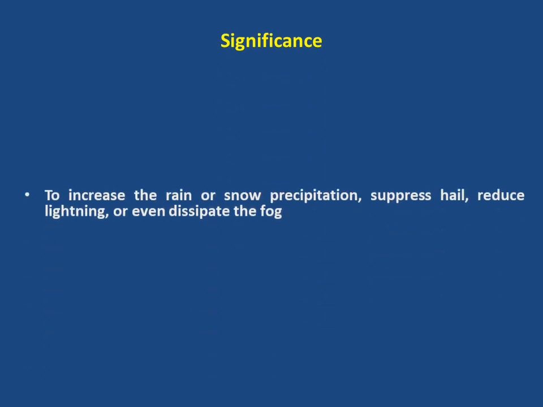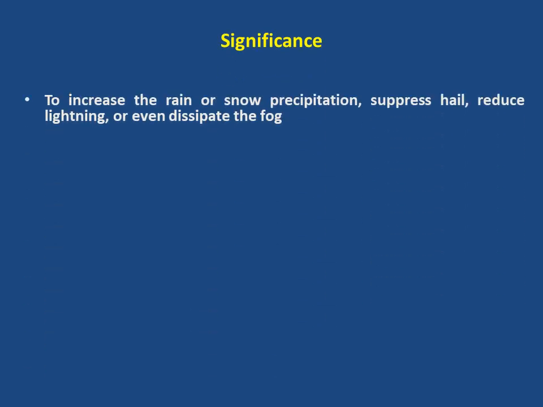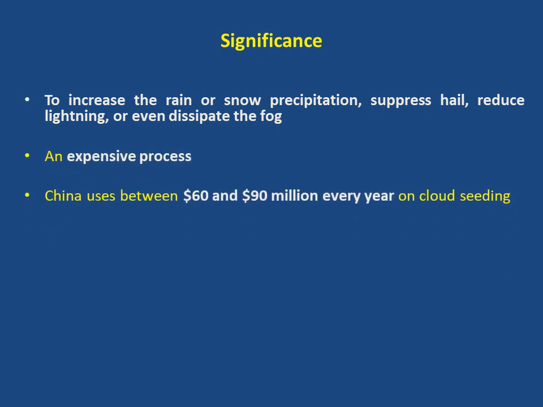The significance. The intent or goal of cloud seeding is to increase the rain or snow precipitation, suppress hail, reduce lightning, or even dissipate the fog. However, it is an expensive process. In China, for instance, the country spends between $60 to $90 million every year on such weather modification projects.